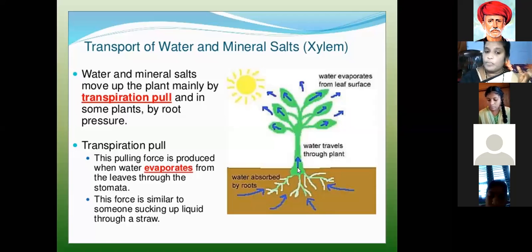The transpiration pull, this pulling force, is produced when water evaporates from the leaves through the stomata. What is the transpiration process? It depends only on the stomata. Why do we depend on the stomata during transpiration? The stomata is a specialized part of the leaves. Leaves have tiny opening parts called stomata. Stomata help in the process of transpiration.